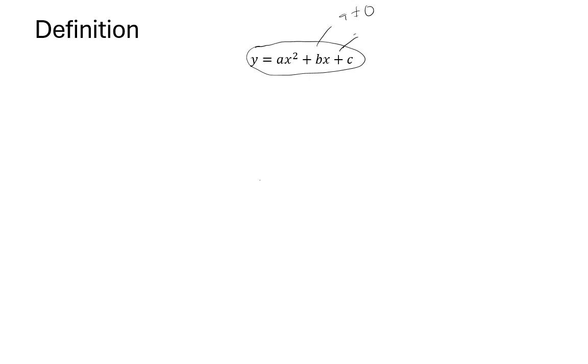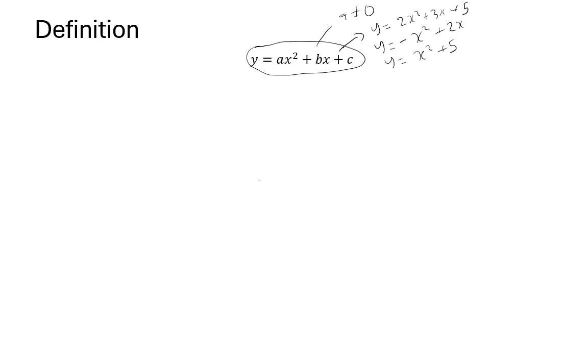So this can be something like y equals 2x squared plus 3x plus 5, or maybe y equals minus x squared plus 2x, or y equals x squared plus 5. So all these are quadratic equations. As you can see, they all have the x squared as the highest power.